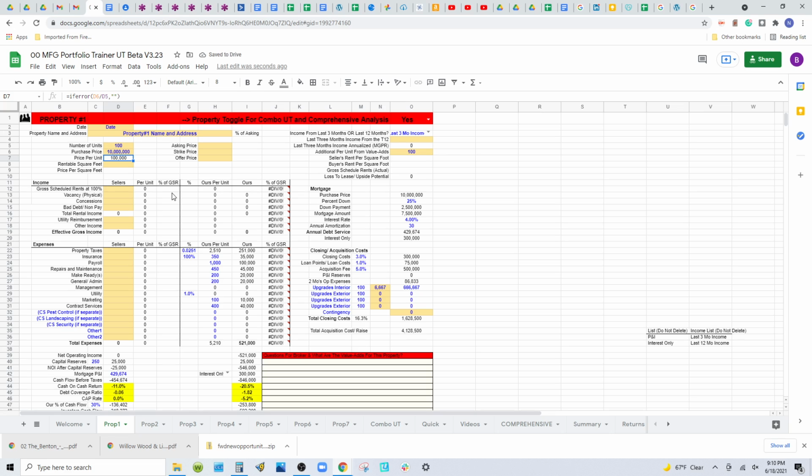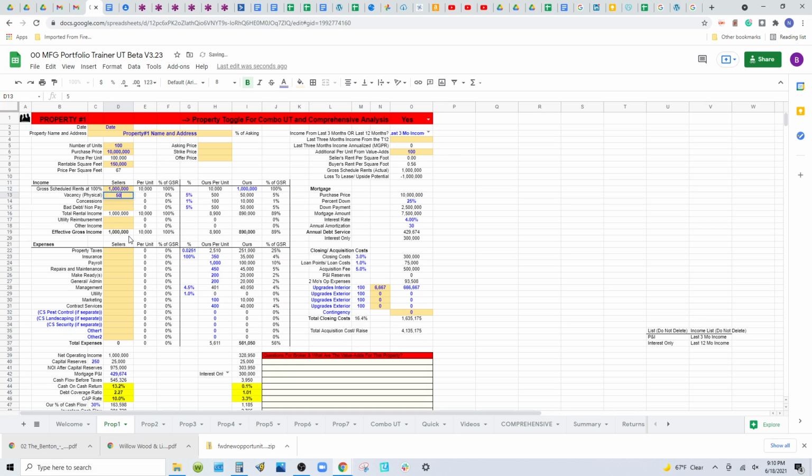Notice what starts to populate already. Skip the ones that auto-populate. Let's guess at the square feet. We're just making up a property right now. You would take this from the T12, and there's plenty of videos to see on that on the YouTube channel. Let's put in a gross income. Gross scheduled rents it is.